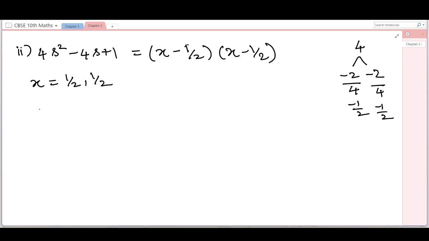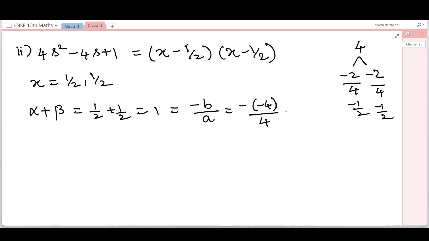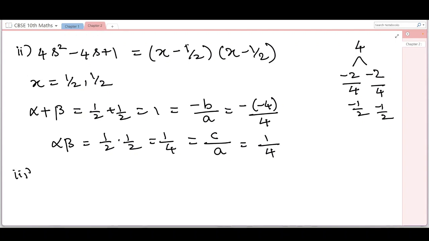Now let us check the relationship between the zeros and the coefficients. Alpha plus beta equal to 1 by 2 plus 1 by 2 equal to 1. It should be equal to minus the coefficient of s, that is minus b by a. Here b is minus 4, a is 4. So the answer will be 1. Alpha beta equal to 1 by 2 into 1 by 2, which is equal to 1 by 4. This should be equal to constant term divided by coefficient of s square, that is a, that is 1 divided by 4. Fine. Problem number 3.